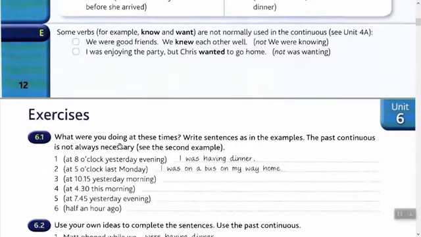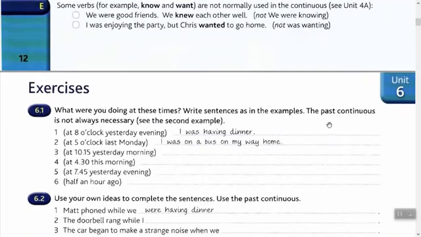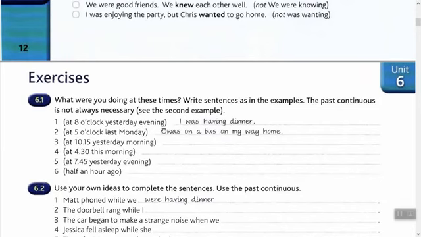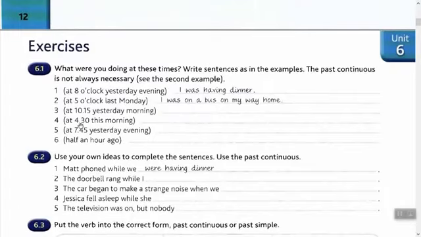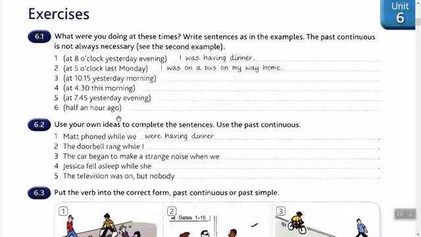These are the exercises. You can read them. Exercises. Okay, past continuous. At 10 o'clock yesterday evening I was having dinner. At 5 o'clock last Monday I was on the bus on my way home. See here, sometimes we use past continuous, sometimes past simple. At quarter past yesterday morning. What are you doing, for example? You can make the sentence yourself, you can complete it. At 4:30 this morning, what were you doing, for example? I was sleeping. Half an hour ago, what were you doing? For me, I would say I was praying.